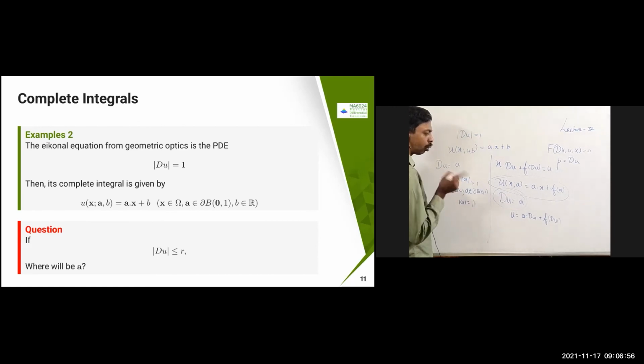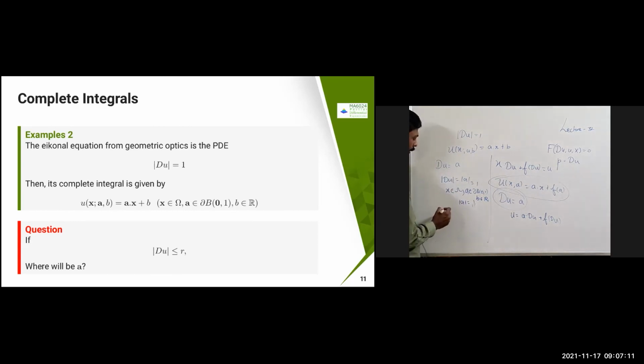Okay, so it is not true for all things, only for x belongs to omega and a belongs to the open ball B(0,1). And here b is an arbitrary constant, so b you can simply put belongs to R. B you can take some arbitrary constant.